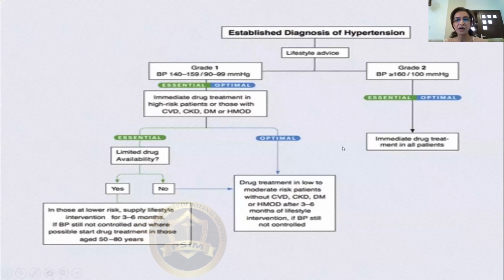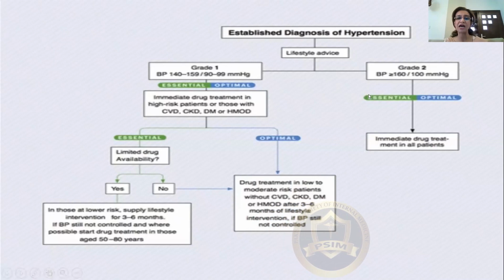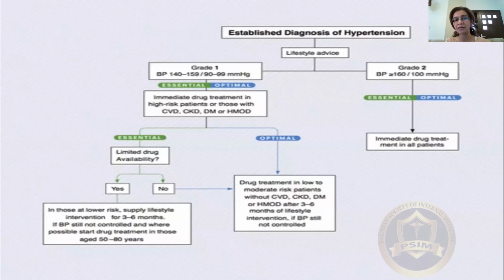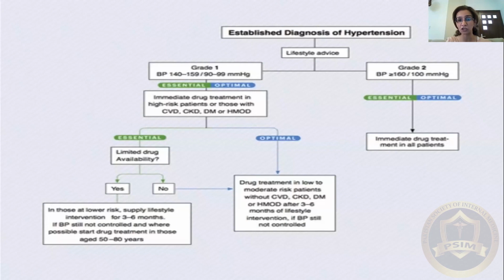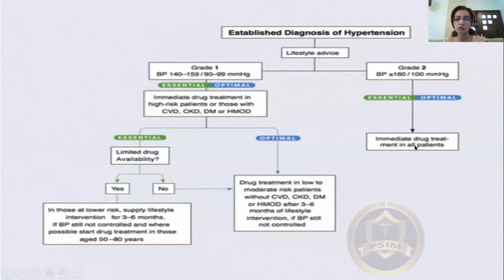So this has been taken from the International Society of Hypertension Guidelines, and it's been discussed in the previous presentation as well. But just to revise once more, once we have established the diagnosis of hypertension, lifestyle advice goes without saying for anybody who's been diagnosed with hypertension or is at risk for hypertension. If your patient presents with grade 2 hypertension, then obviously the first thing you do is immediately start drug therapy.